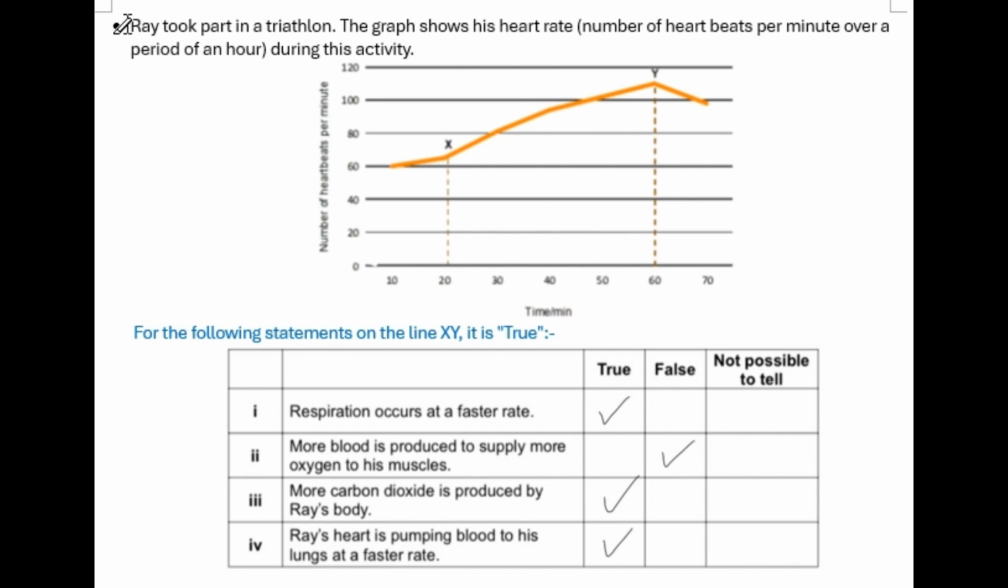Ray took part in a triathlon. The graph shows his heart rate, number of heart beats per minute, over a period of an hour during this activity. For the following statements on the line XY, is it true? Respiration occurs at a faster rate. True.